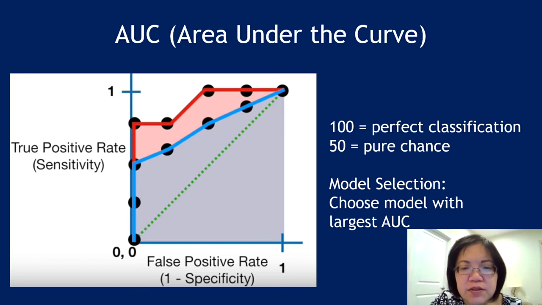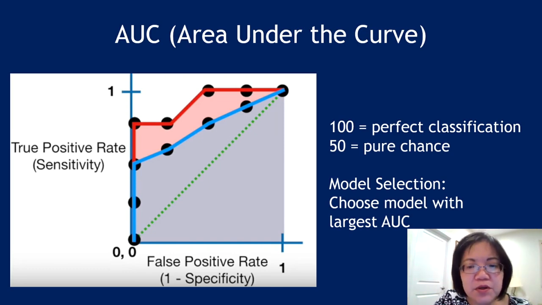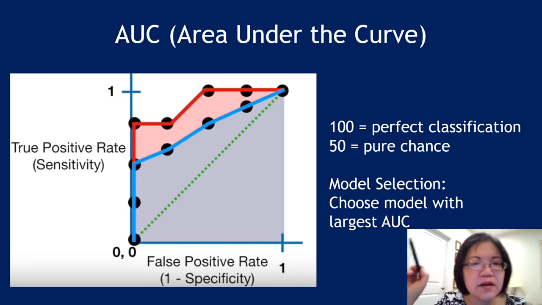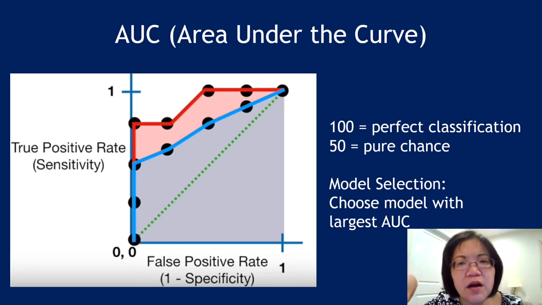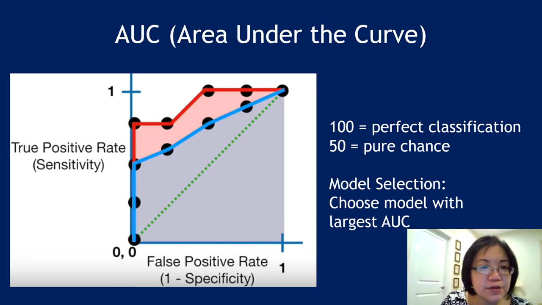Okay, so to select models, every model you have will have its own AUC score. So basically when you're comparing models, you're comparing AUC scores, and you want to pick the model that has the biggest AUC because you're trying to maximize the area under the ROC curve. And that's all.